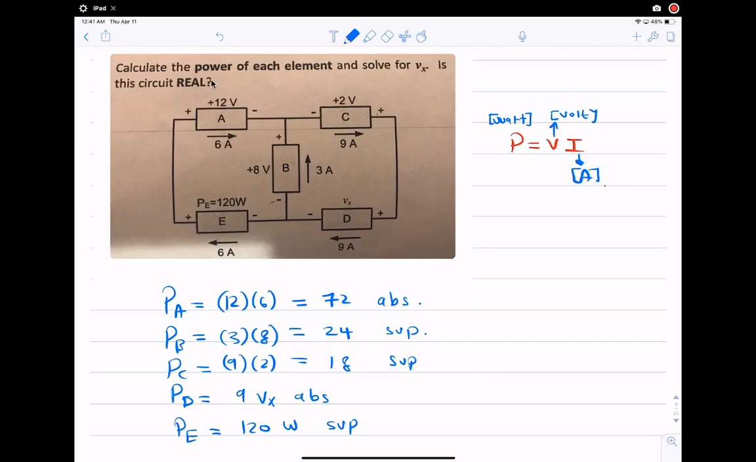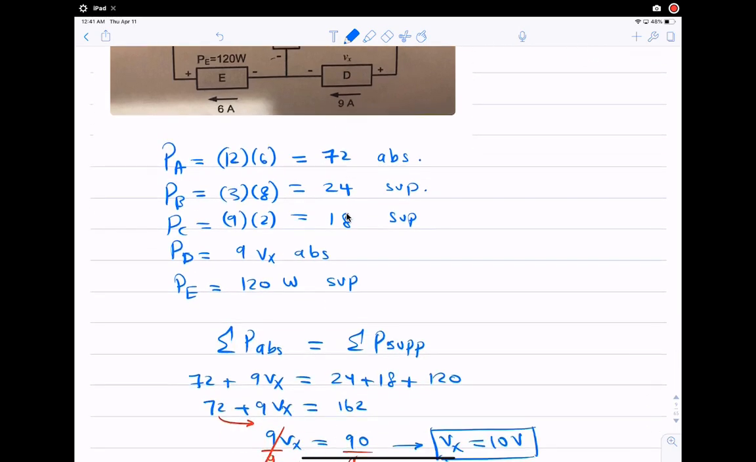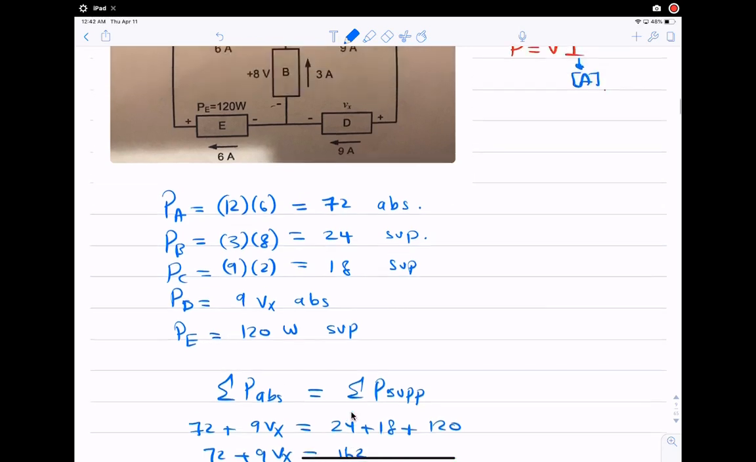So this says about the circuit that this circuit is real now with a Vx, or he asked me to solve for Vx if the circuit is real. Okay, or I proved that it's real also by what? By saying that Vx is a positive number. That means the polarity of Vx is correct. That means the entire circuit is real, since this voltage is 10. If we multiply 9 by 10, which is 90 absorbed, now I can say 90 plus 72 is 162, and the right side, which is the supplied, 162, and this makes it real.